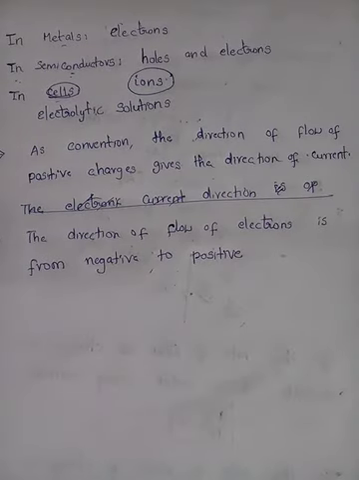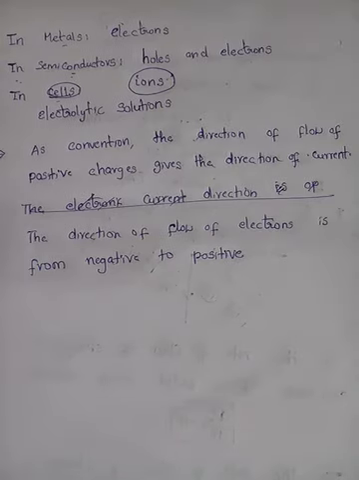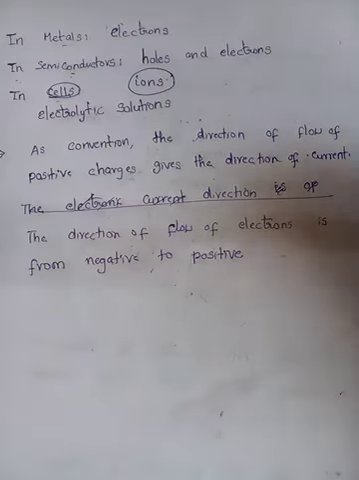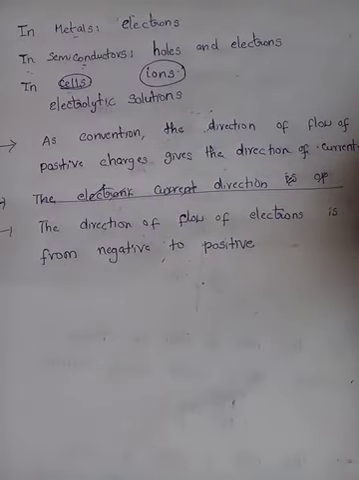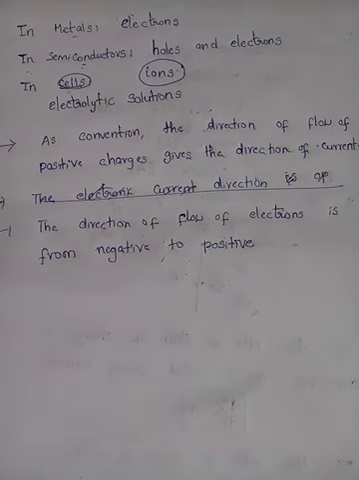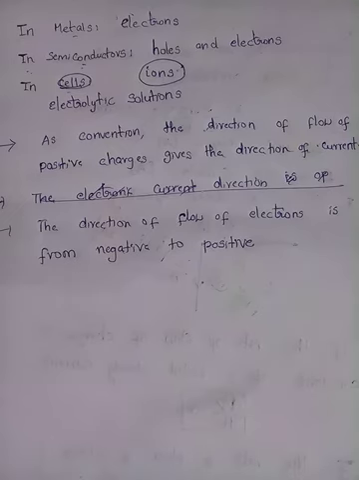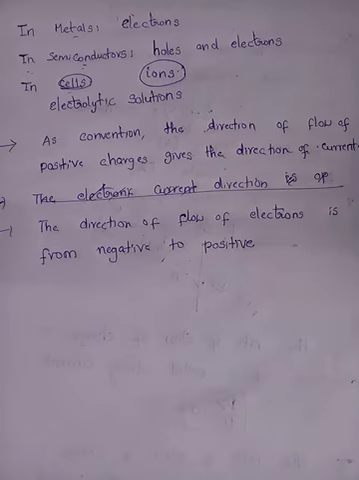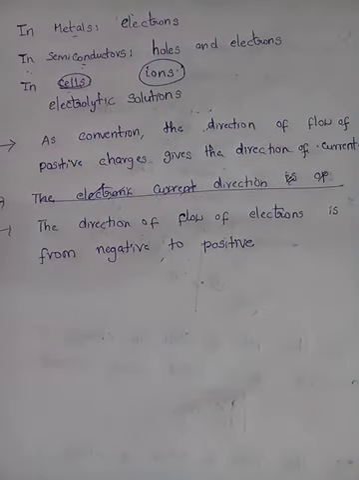Positive to negative, whether it is due to positive charges or due to negative charges. Positive charges move from positive to negative, whereas negative charges move from negative to positive, but the direction of current for both is from positive to negative. That is called conventional direction or conventional current. So now we know the magnitude of current is the rate of flow of charges, how many charges are flowing through any cross section, and the direction of current is always from positive to negative.